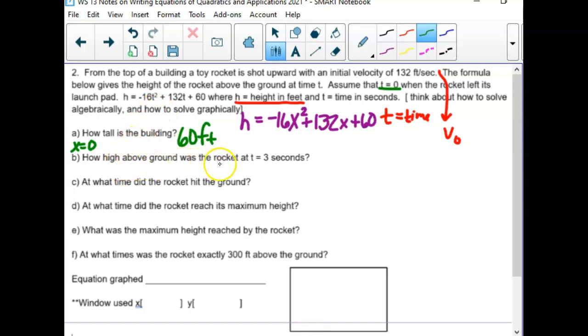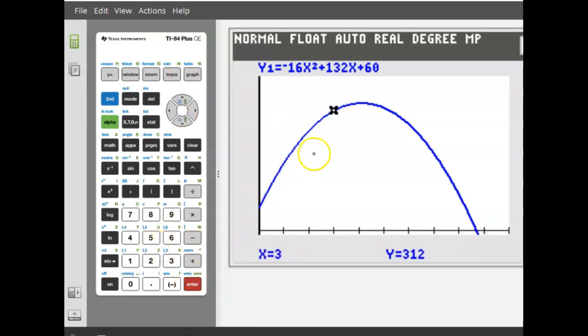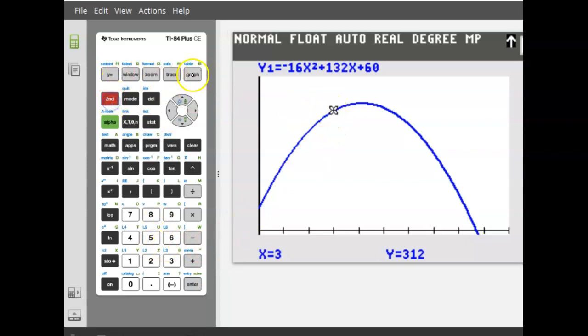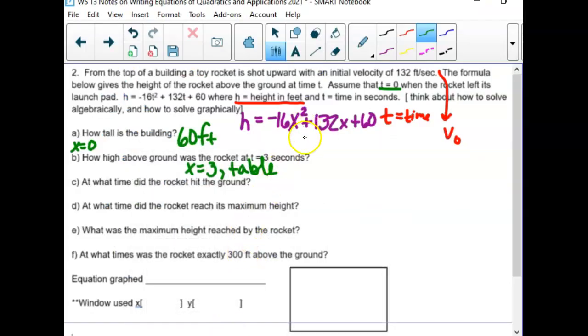Next question. How high above the ground was the rocket at 3 seconds? How can we figure that out? Yep, we could put in x equals 3, or we could use the table. So on your graph, you could do either one. You could go trace 3, enter, and I get 312. Or I could look at the table, and it says at 3, it's at 312 feet. Any questions about that? These are questions you have to do for the quiz. This is how easy of applications I picked, okay?